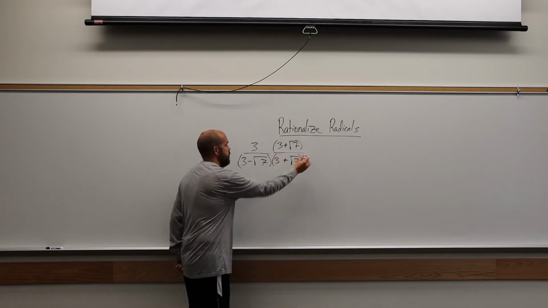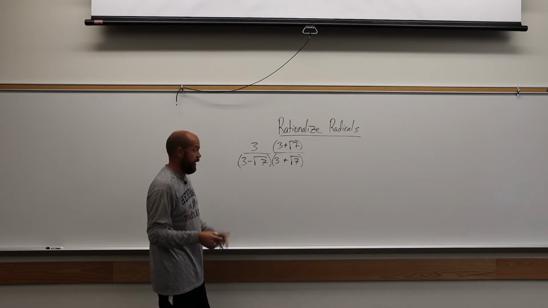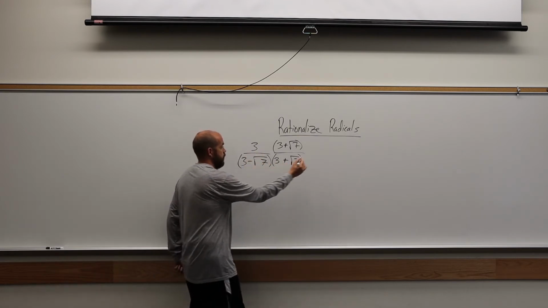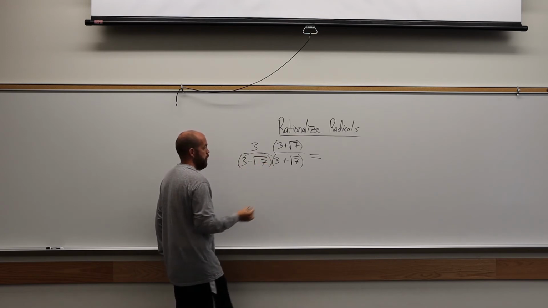And the reason for this is when I end up distributing, all of the radicals are going to end up canceling. So let's just show how that works. So when I have 3 times 3, I get 9.